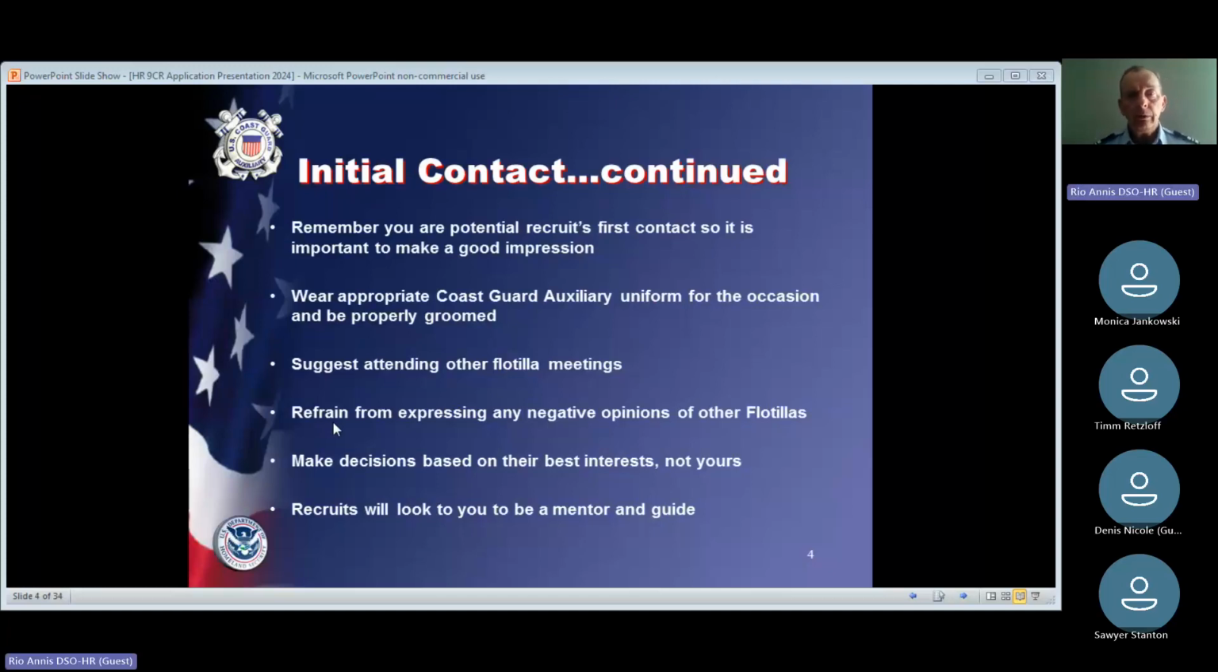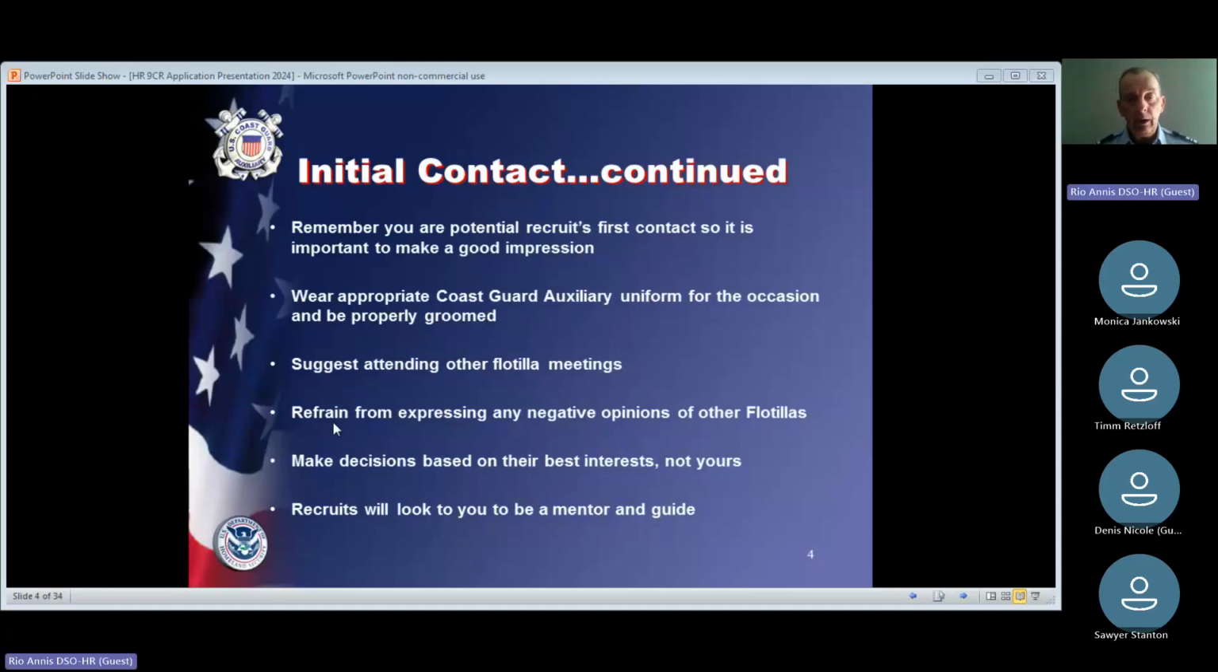So remember that you are the potential recruit's first contact, so you have to make a good impression. We should wear the uniform, wear it properly, and be properly groomed. That's how we make a good impression. That's what they're going to feel about the Auxiliary or the Coast Guard.